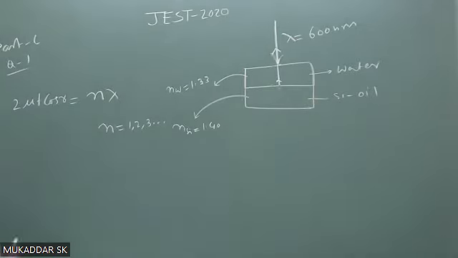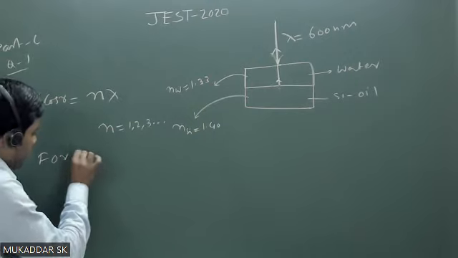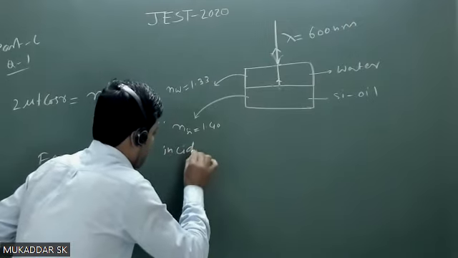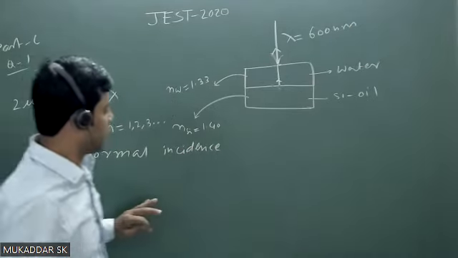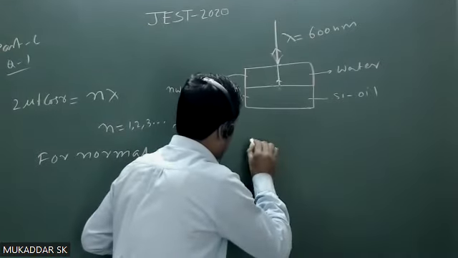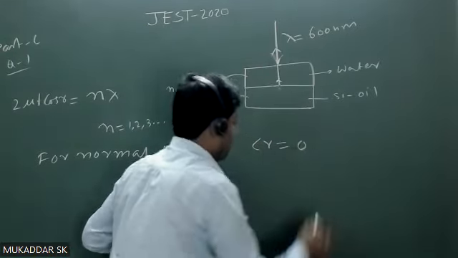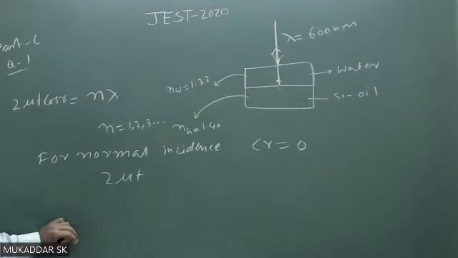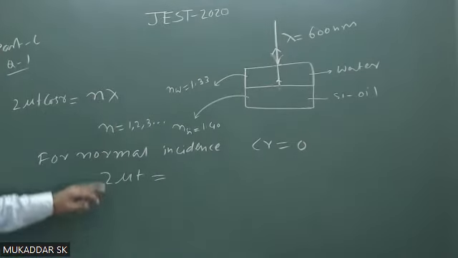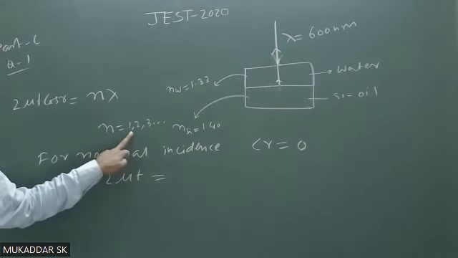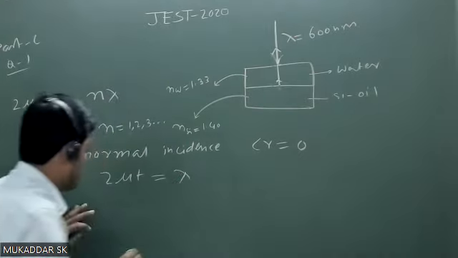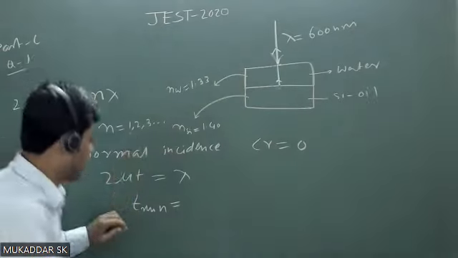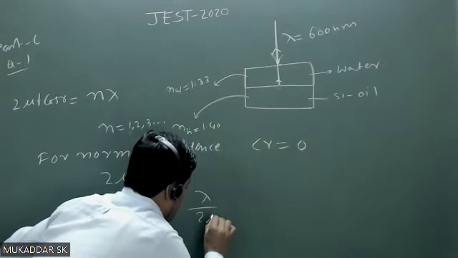For normal incidence, the angle of refraction will be 0. As a result, twice mu t cosine 0, that is 1, equals n lambda. For minimum thickness, n should have its minimum value, that is 1. So you get the minimum thickness t of this thin film as lambda by twice mu.